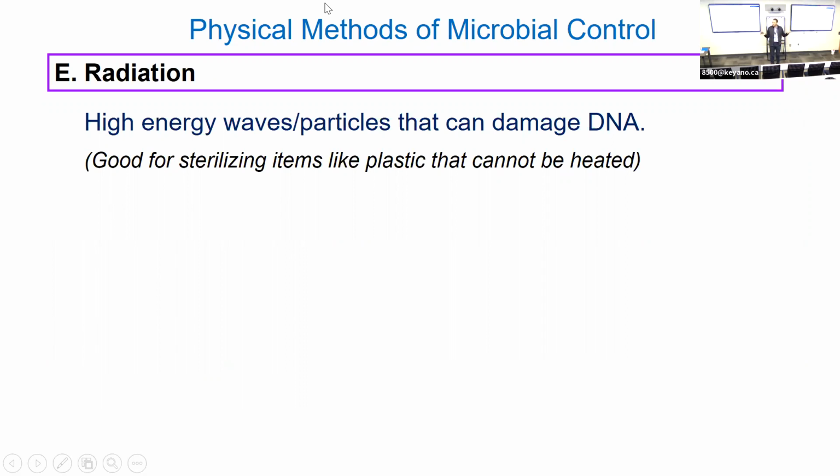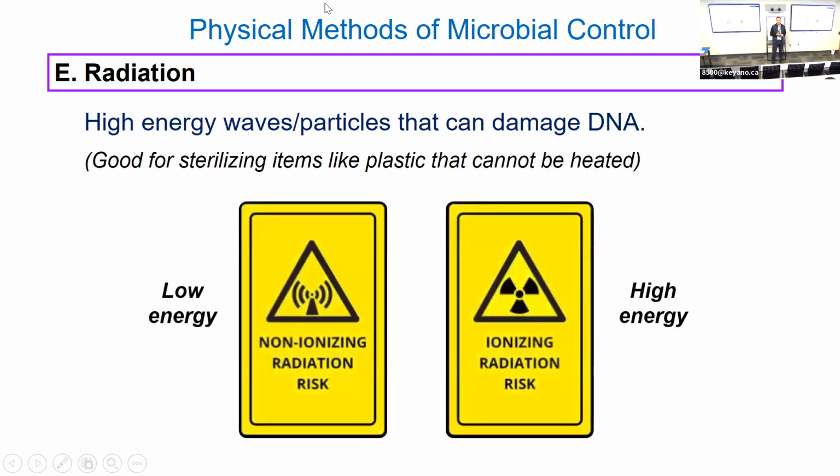So the light in this room is radiation. It comes in different colors, but visible light is not very high energy. It might be enough to warm you up on a sunny day, but it's really as you get to the smaller wavelengths that we're getting a lot more energy out of these things.